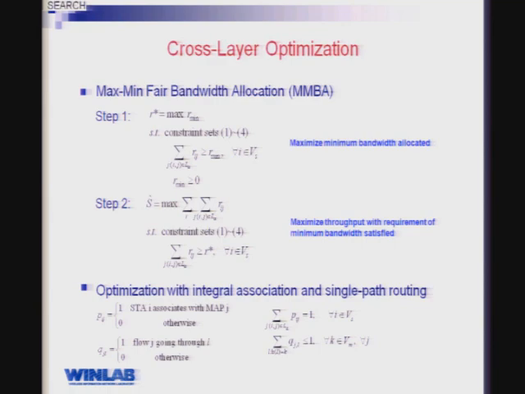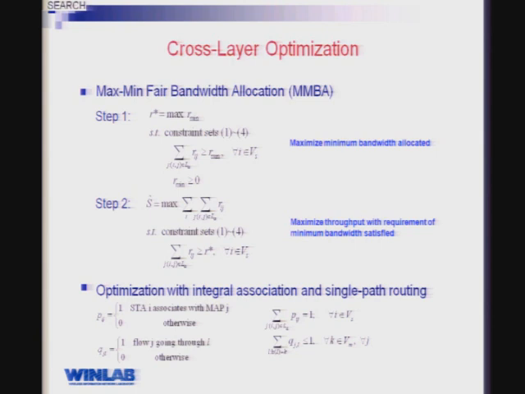With these four sets of constraints, we formulate a bandwidth allocation problem to achieve maximum fairness in two steps. In the first step, we maximize the minimum bandwidth allocated, and in the second step, we maximize the total throughput while satisfying the requirement of minimum bandwidth obtained by solving the first step. In this formulation, we allow fractional association and multi-path routing. By fractional association, we mean a user can associate with multiple access points, and by multi-path routing, we mean a flow can go along multiple paths to the gateway from the access point.